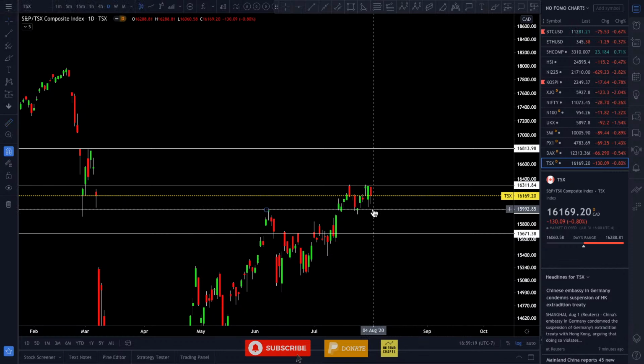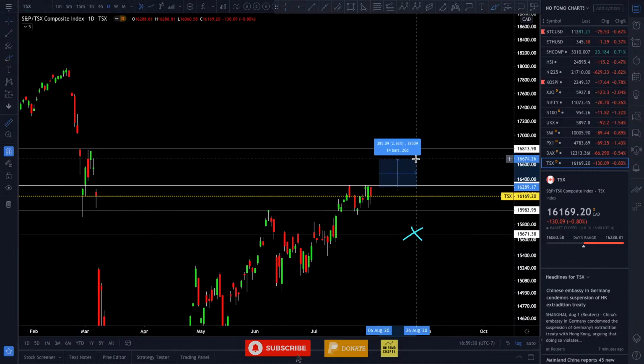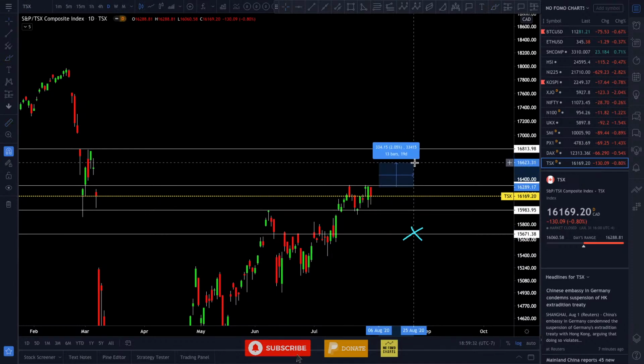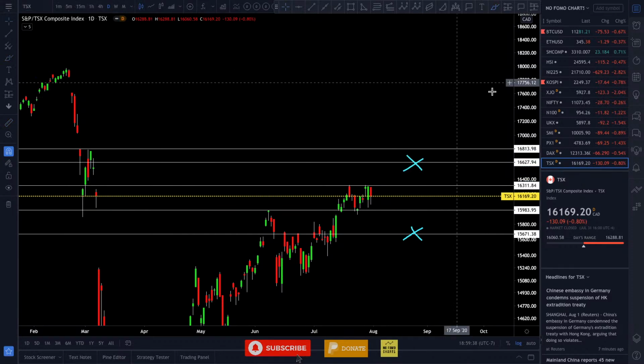2%. 2% from this breakdown spot would be exactly right here. So 15,662. But then also always prepare for the reverse case. If we go up 2%, that's actually closer down to 16,623 price. Boom, right there. Okay, so we'll leave those intact.